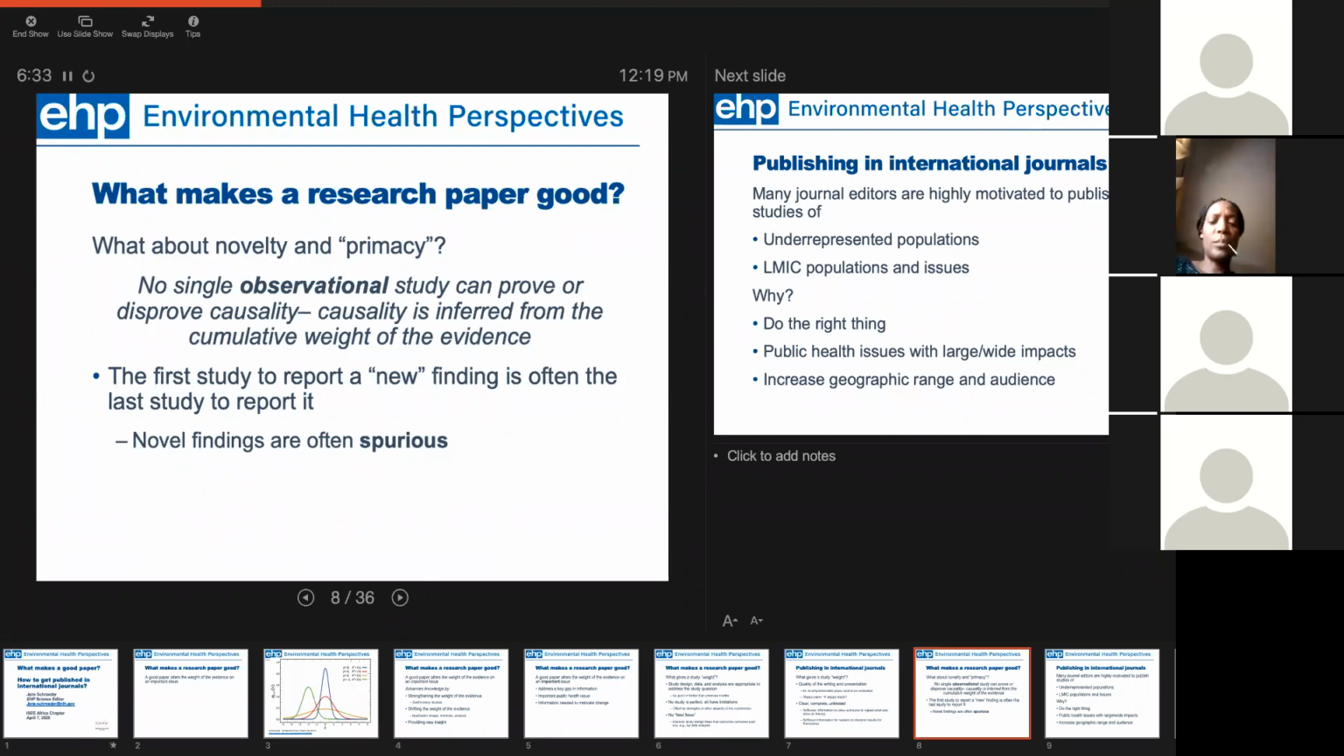The other thing is that the first study to report a brand new finding is often the last study to report it. So novel findings are often spurious.